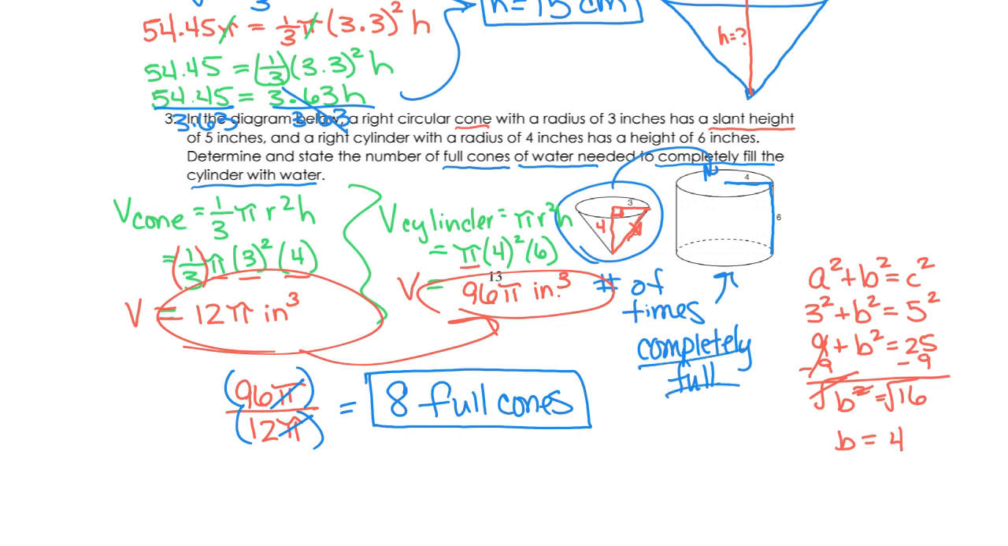Okay. If it didn't come out to be an exact number, we would have had to think about our rounding. So for instance, if it came out to be like 7.92, all right, we would have to make sure that we round up to 8 so that, yeah, we're going to overflow the cylinder, but it'll be completely full. All right. If we had rounded down to 7, then our cylinder wouldn't be completely full and we would need more than 7 cones. Okay. So just to show you if it did come out not to be a full number of times going in, how you would have rounded.